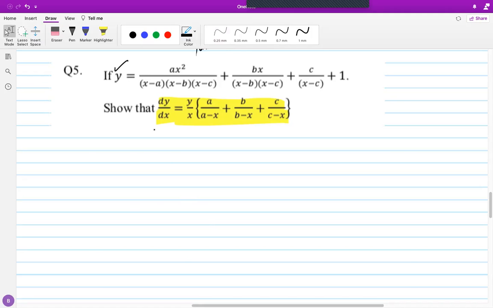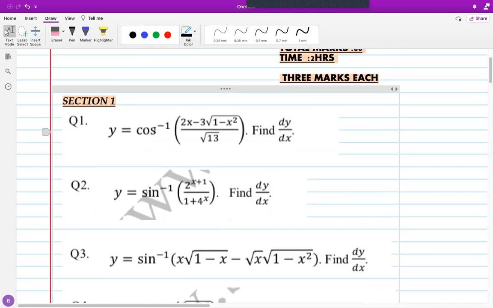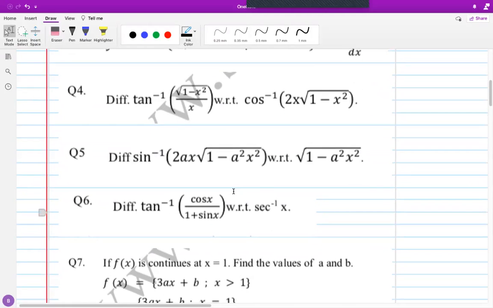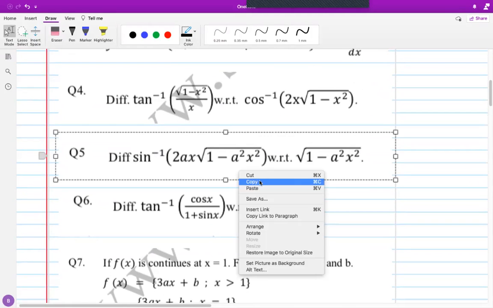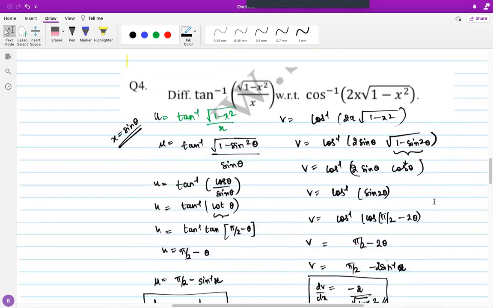One second, students. So the question, oh, I have to copy this question. So I've copied wrong. Okay, let me solve this question. Okay, yes, this is a section 1 question, not this.